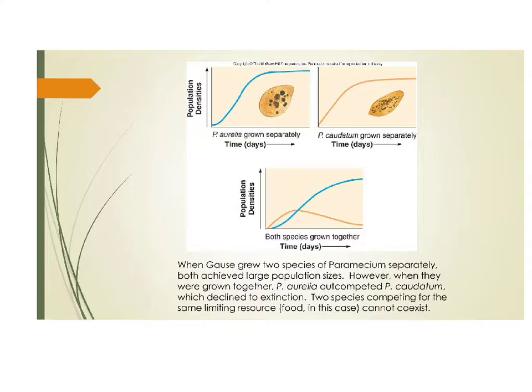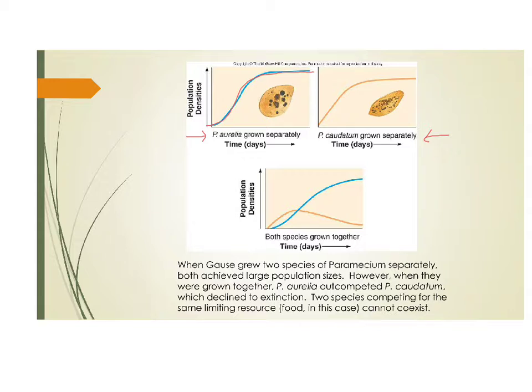So in Gause's classic experiment, he grew two species of paramecium separately, Paramecium aurelia and Paramecium caudatum. If you look at the top here, you see his experiment when they're grown separately. Time is along the x-axis and population density is along the y-axis. P. aurelia has more of an exponential growth curve. You can see it's more J-shaped, but it eventually evens out as well, right around the carrying capacity.